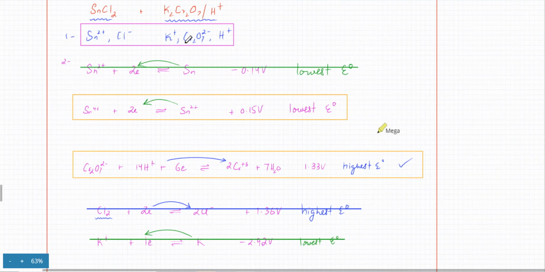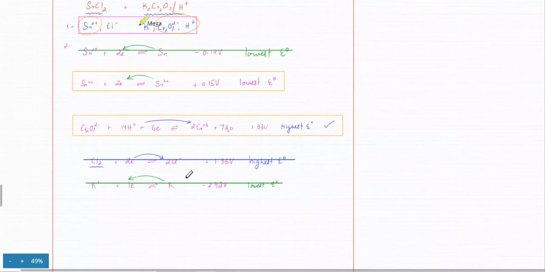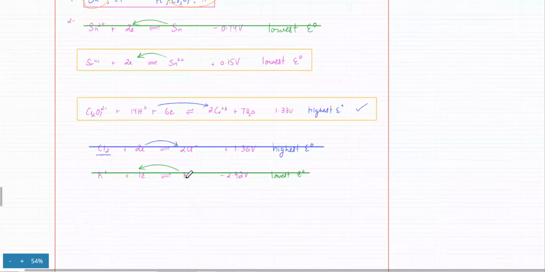Out of these 5, it's Cr2O7 and 14H plus. They have the highest tendency to actually gain electrons. I'm going to circle this over here. These two are the ones that like to gain electrons, and Sn2 plus was the one that likes to lose electrons. So I figured out these two equations, and the next step is I need to write the overall equation.